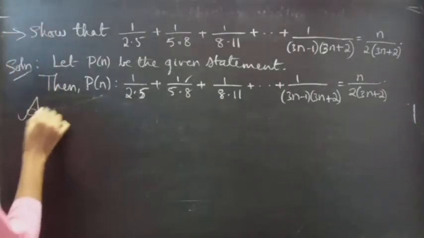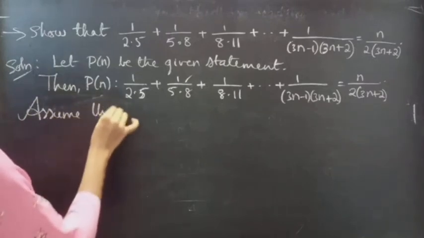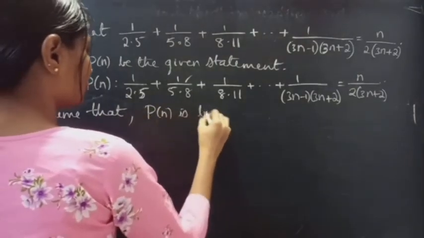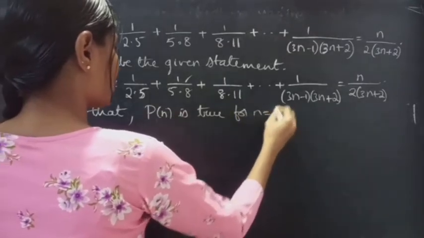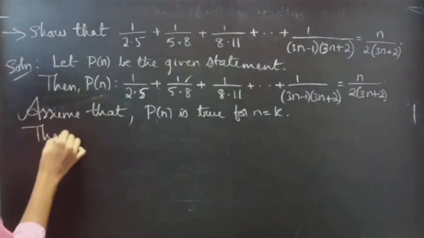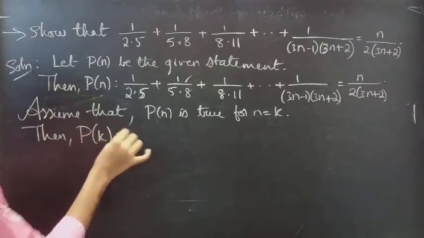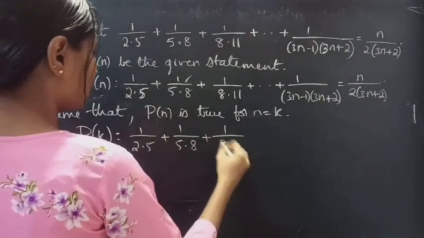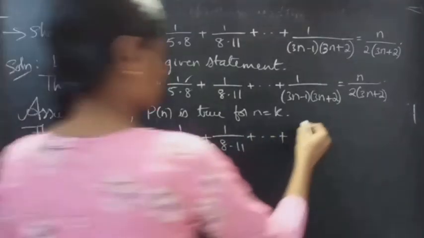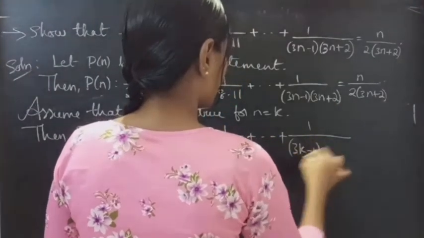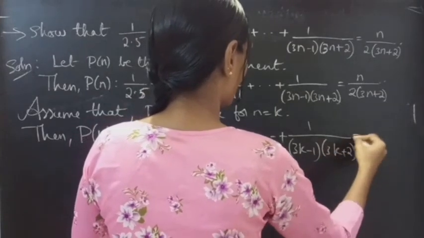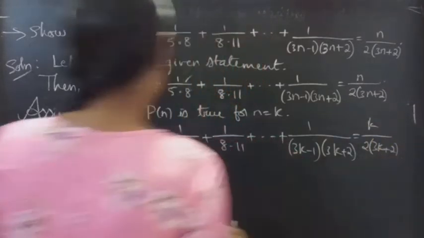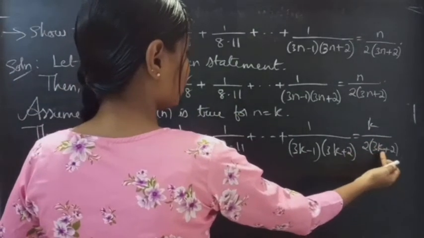Okay, fine. Now I assume that P(n) is true for n equals k. Then P(k) will be 1/(2×5) + 1/(5×8) + 1/(8×11) + ... + 1/((3k−1)(3k+2)) = k/(2(3k+2)). Right? Sum of k terms equals k/(2(3k+2)).